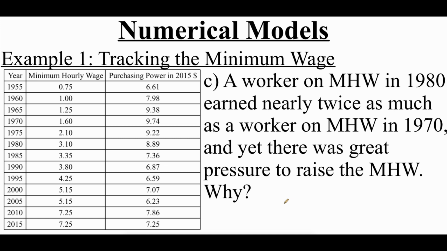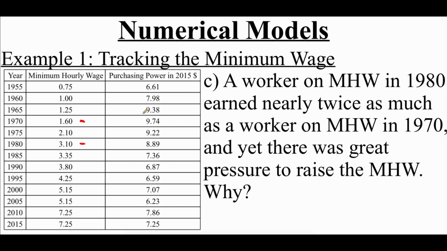In this last part, it says that a worker on the minimum hourly wage in 1980 was earning almost twice as much as a worker from 1970. But there was a lot of social pressure in order to raise the minimum hourly wage, and we want to figure out why. So if we look at 1970, they were getting $1.60 per hour, and then if we look at 1980, that increased to $3.10. So again, that's almost double, but people still wanted the minimum wage increased.